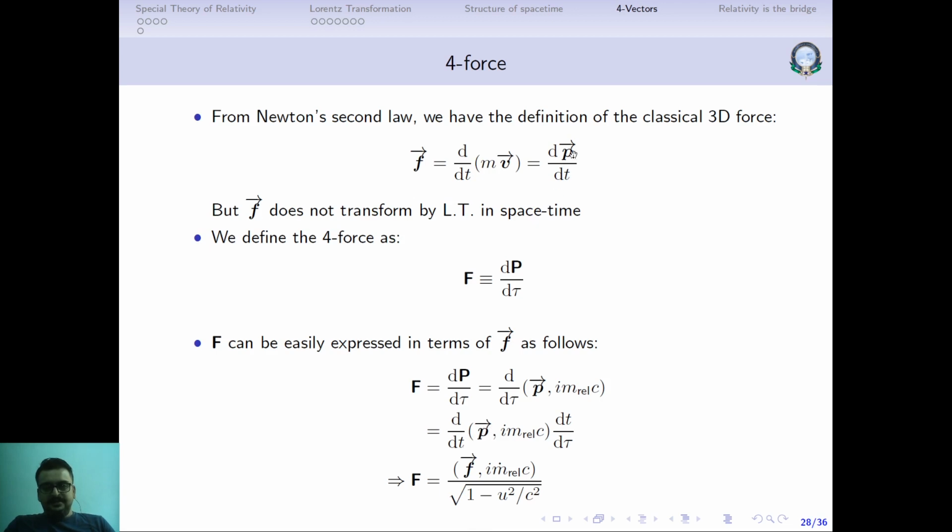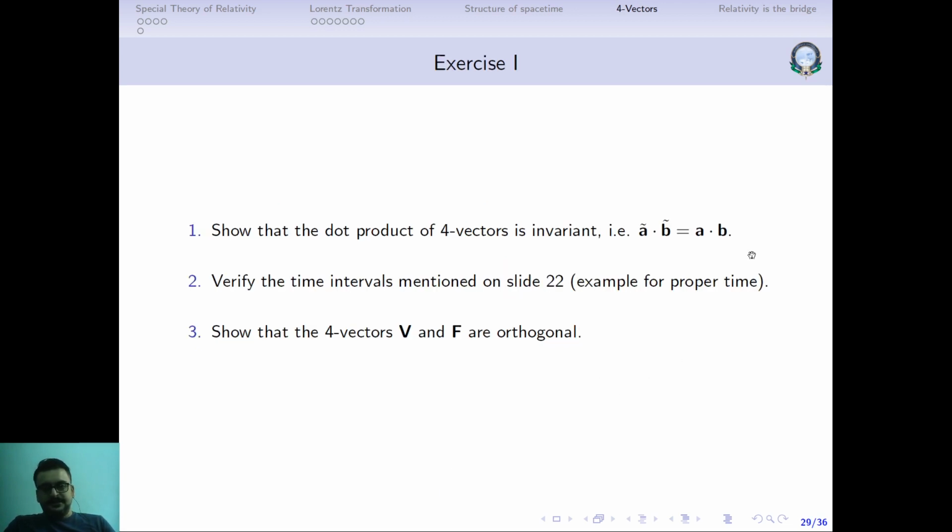So dp by dt will give us the classical three-dimensional force, and d by dt, when it acts on this, I and c are constant, so it will give us the rate at which the relativistic mass is changing. Okay, so this is how we can express the force in terms of the classical three-dimensional force.